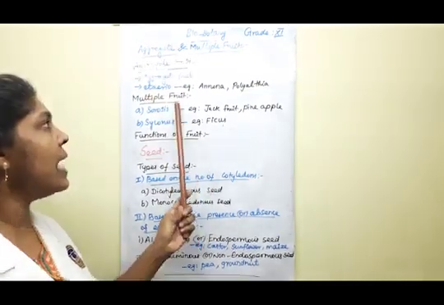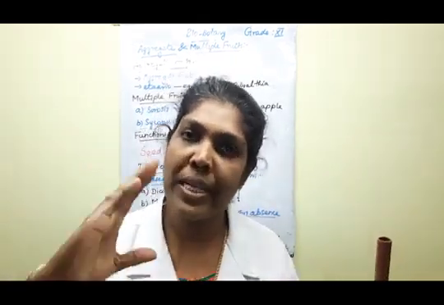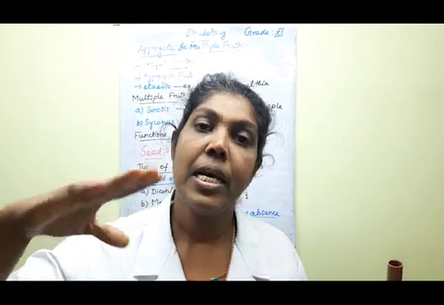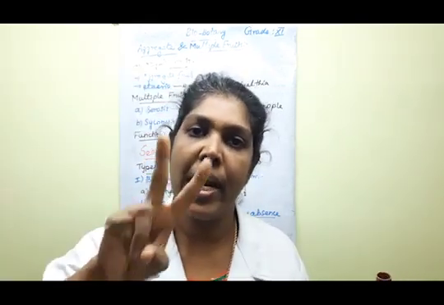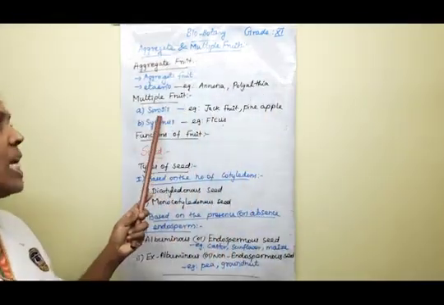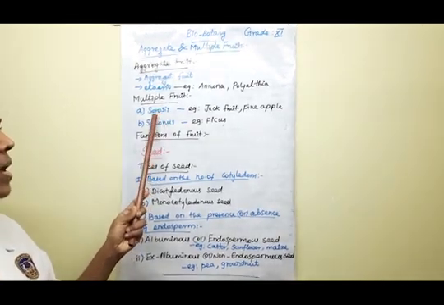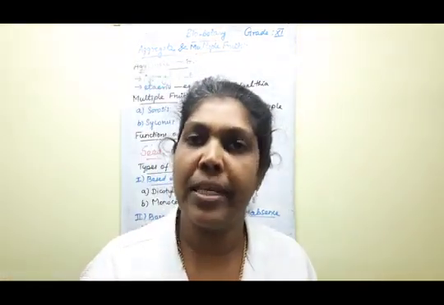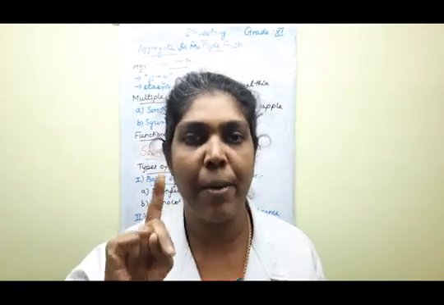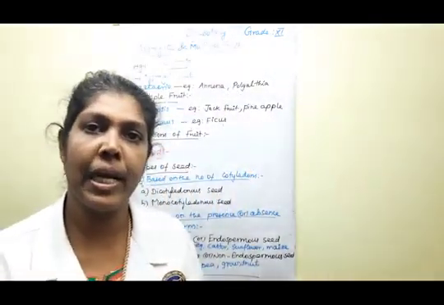Clear, children? Based on this development of the inflorescence, the fruit formation from the inflorescence is divided into two types. What are the two types? The first one is sorosis fruit and the second one is syconus fruit. Clear, children? The first one is sorosis fruit and the second one is syconus fruit. So these two types come under the multiple or composite fruit. Clear? Say yes or no.